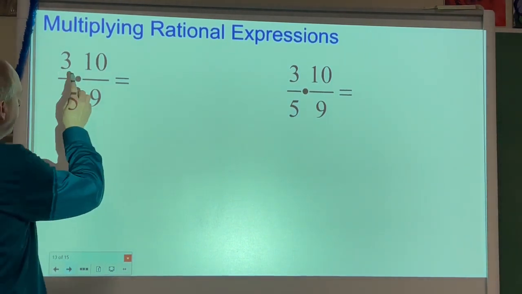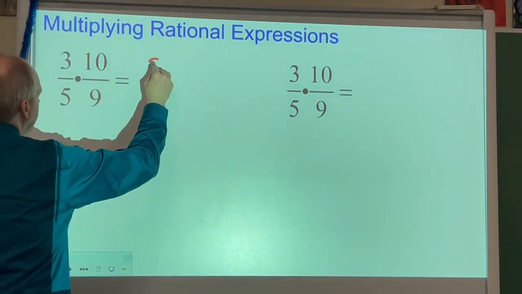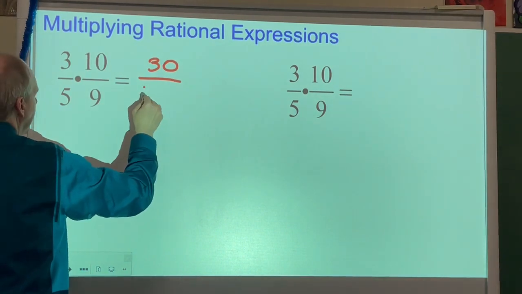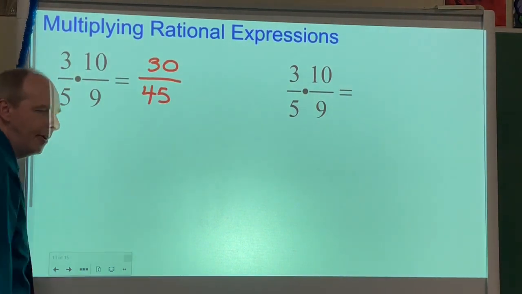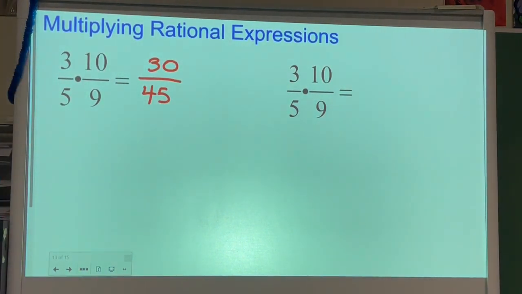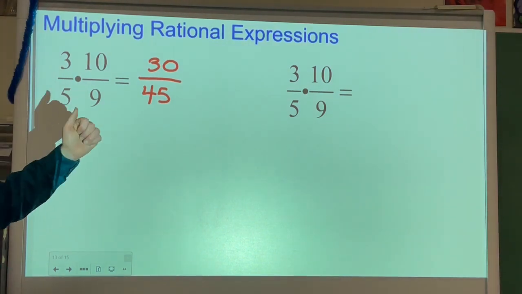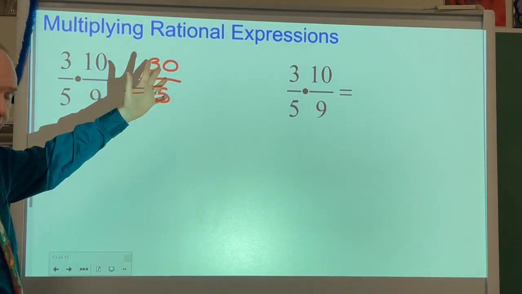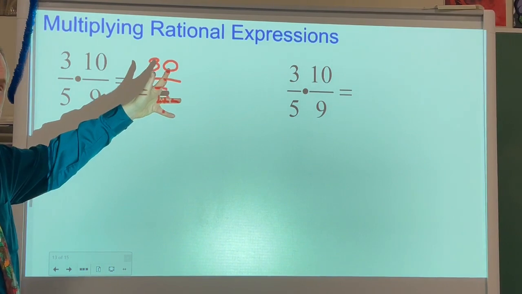One way to do it is simply multiply straight across. 3 times 10 is 30. 5 times 9 is 45. We put it in our calculator and we reduce it down. Let's see. They're both divisible by 5 because they end in 0 or 5.